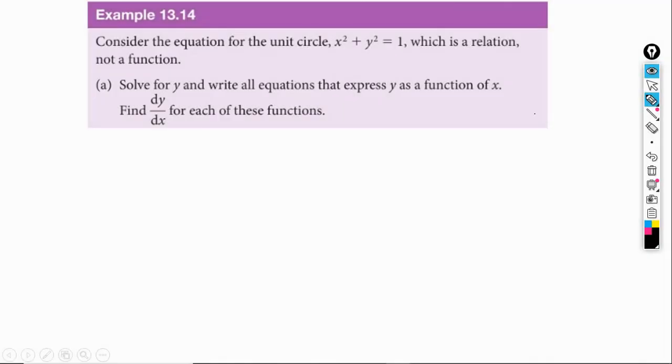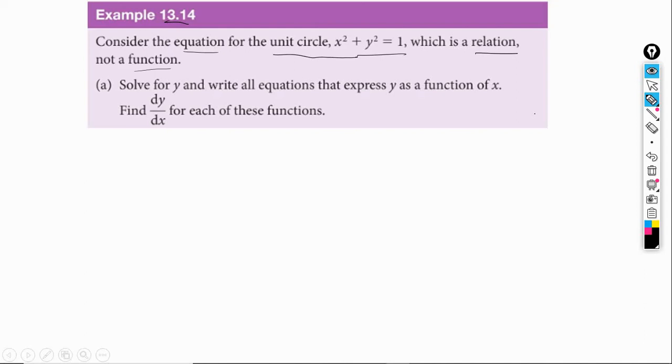Okay, so here we are on example 13.4, and it says, consider the equation for the unit circle, x squared plus y squared equals 1, which is a relation, not a function. Letter A, solve for y and write all equations that express y as a function of x. Then find the derivative for each of these functions.